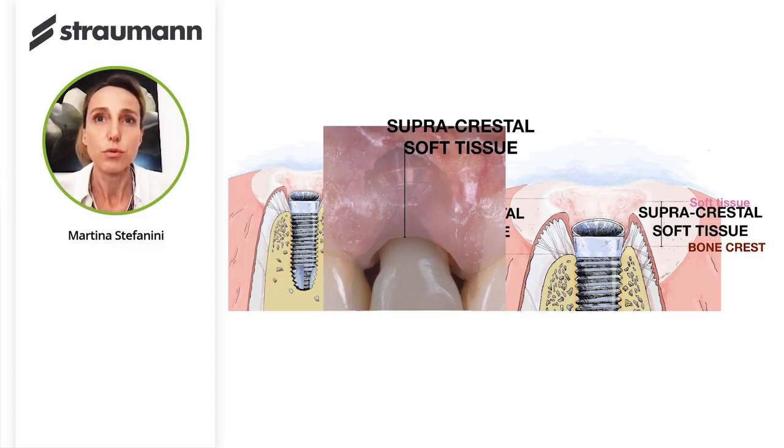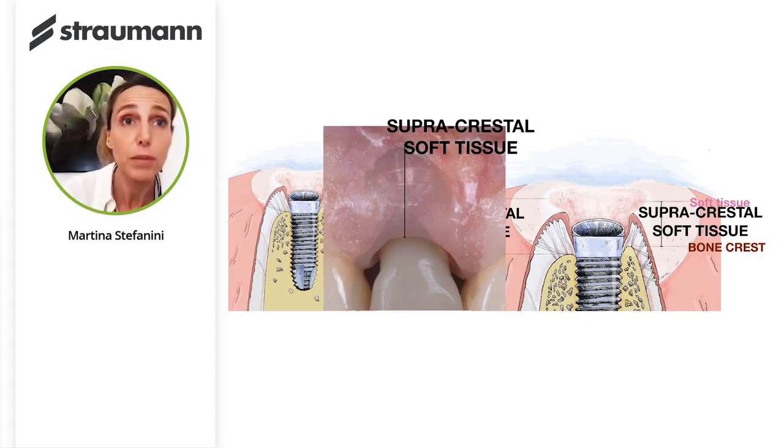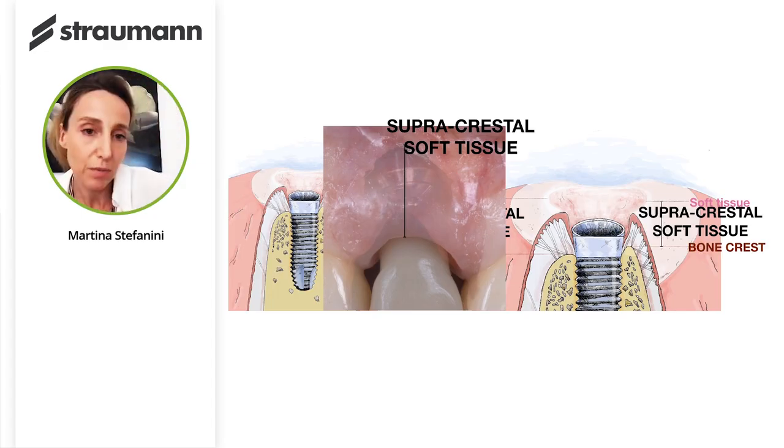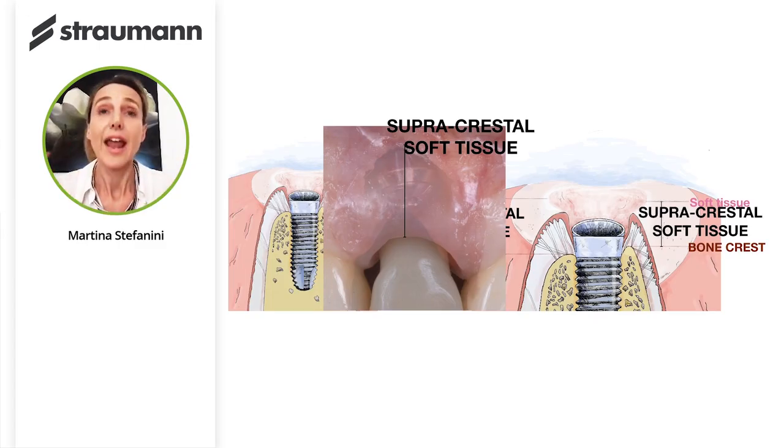Supracrestal soft tissue replaces the old term biological width, which cannot really be used when we speak about implants, because around implants we don't have tissues really attached to the implant supported restoration. We have the junctional epithelium like around teeth, but we don't have the connective tissue attachment, because the connective tissue fibers run parallel to the implant or to the abutment.